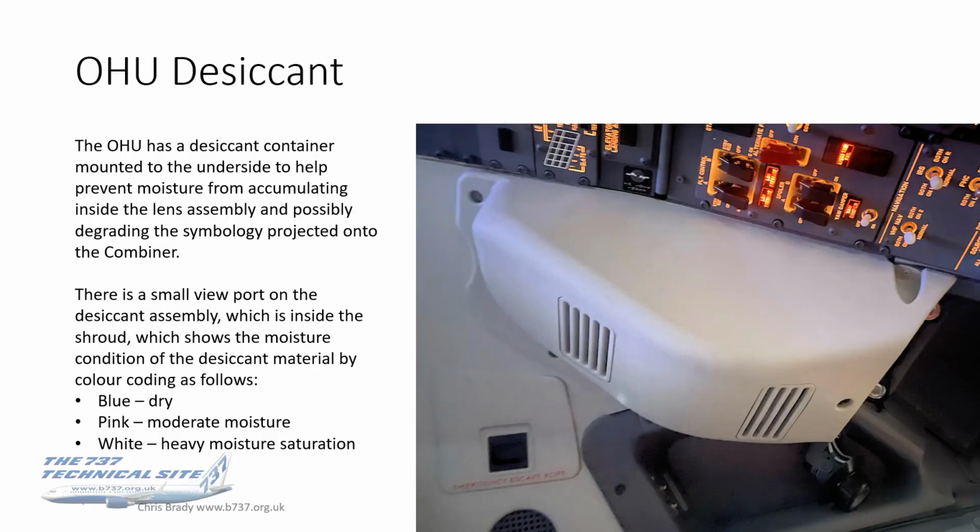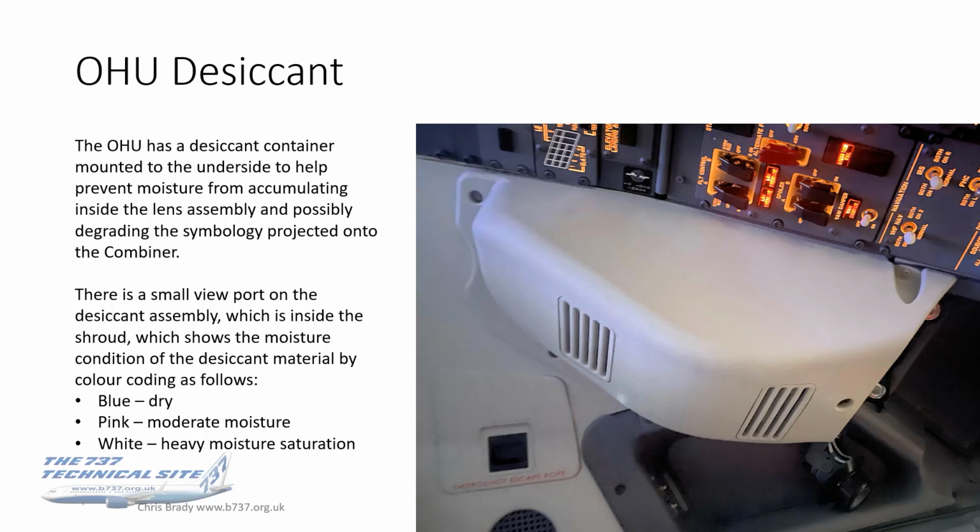The overhead unit has actually got a desiccant container in there, which you can't see. All you can see of this is the shroud, but if you remove that shroud, you'll then see the unit. There's a desiccant container underneath that, and that basically prevents moisture from accumulating inside the lens assembly and possibly degrading the image that goes onto the combiner.